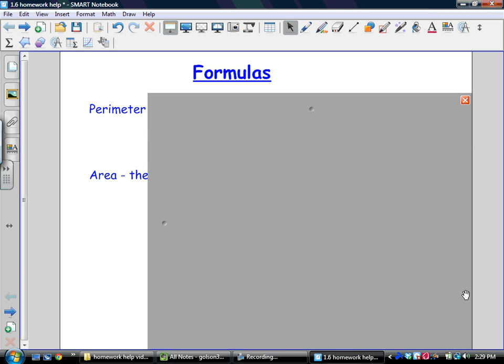Right now, pause the video, write down or think what you think perimeter is and what you think area is, and go ahead and start it back up, and I'll give you the actual definition.